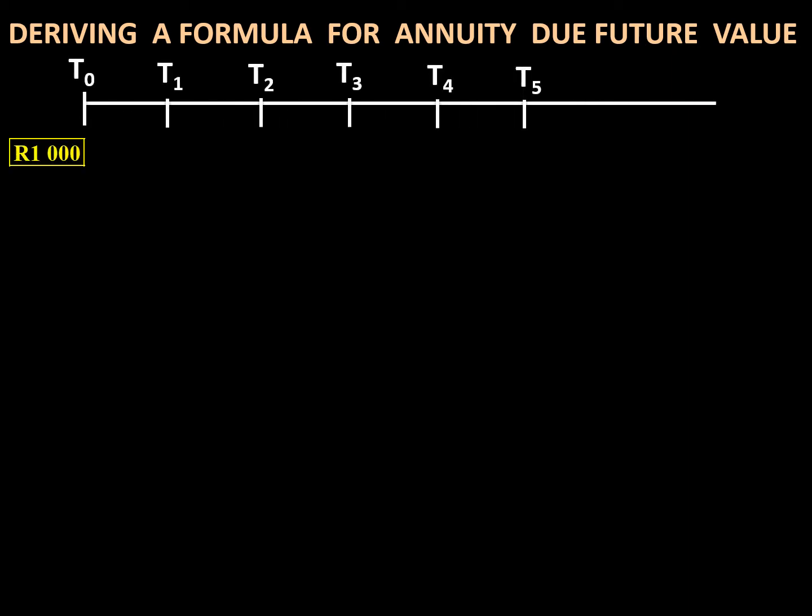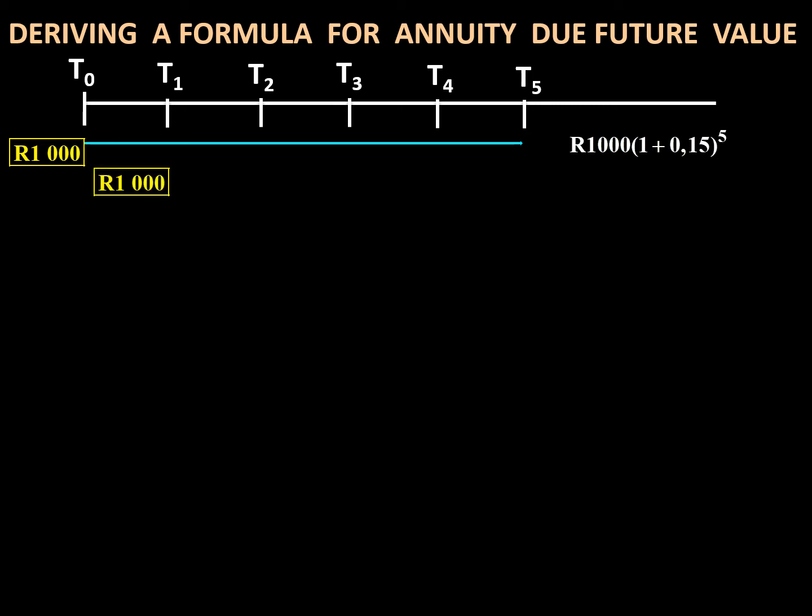Now let's look at the situation in a little bit more detail. There we have our timeline. He makes a deposit of 1,000 Rand. Because it's at the beginning, it's in the account for 5 years, and that's the future value of that 1,000 Rand. Then the next one at the beginning of the second is going to be there for 4 years, and that's the future value of that 1,000 Rand.